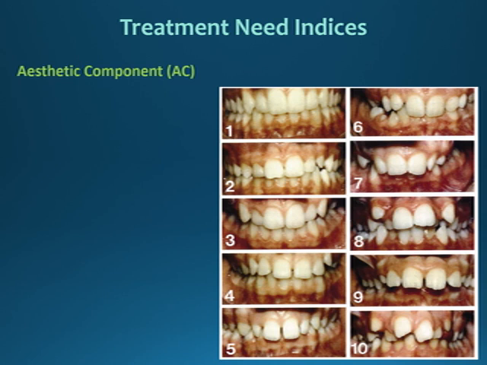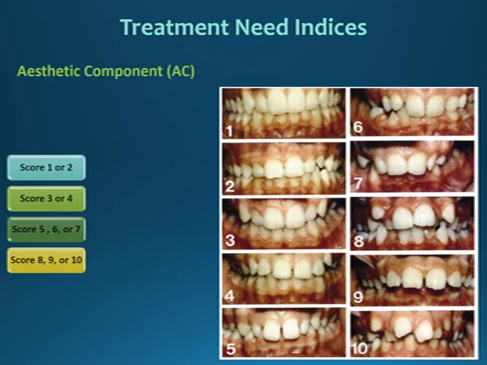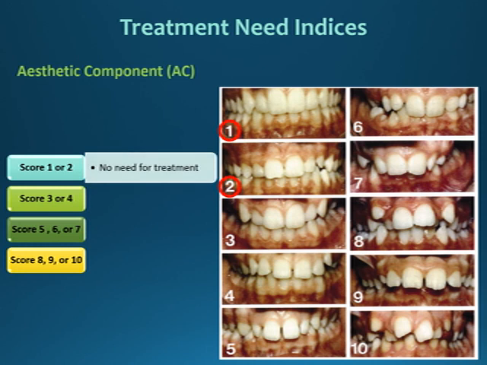Sometimes the patients or the parents are also asked to choose a photograph which is most closely representing their own dental appearance, and to give a score according to this scale. In this scale we have different grades also. If the patient has score 1 or 2, that means there is no need for treatment.